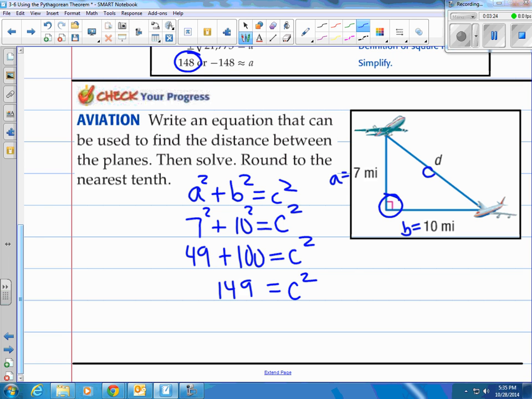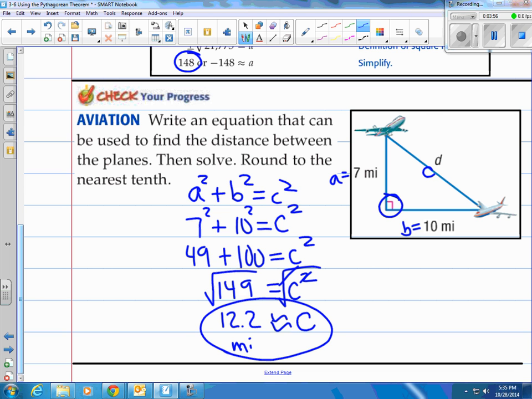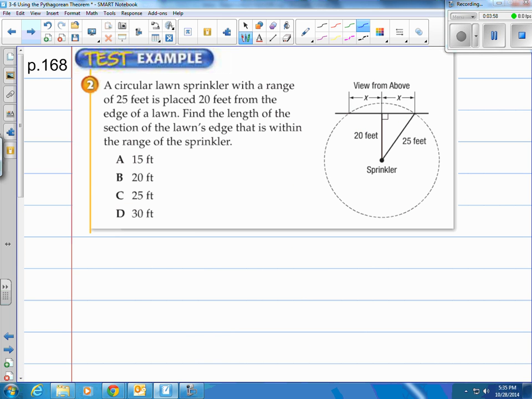So what number times itself equals 149? Well, to figure that out, we have to undo the squaring. Again, square root cancels out our squaring. So we have an approximation here, since 149 is not a perfect square. But we get C on the right side, and the square root of 149, if I recall correctly on my calculator, when I calculate it out, rounded to the nearest tenth is 12.2 approximately. So we're talking about 12.2 miles. That would be the answer. That's how far away those two planes are. All right, let's move on there.